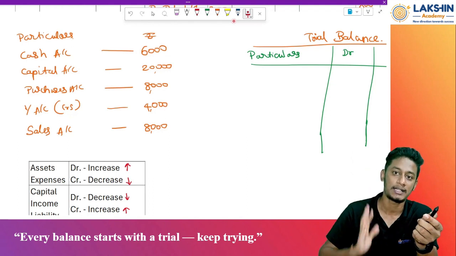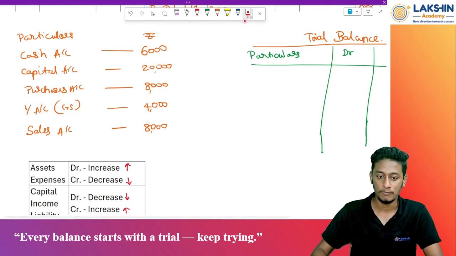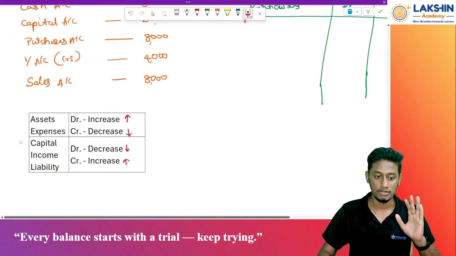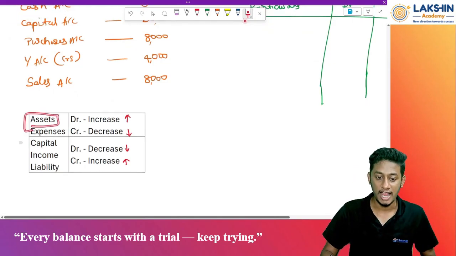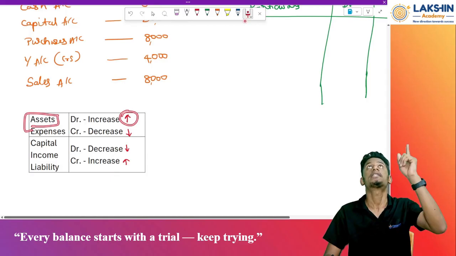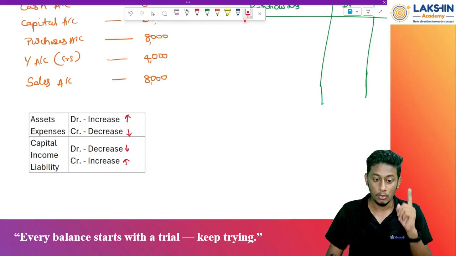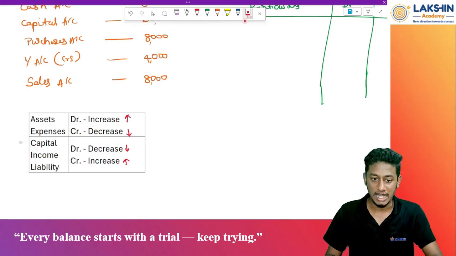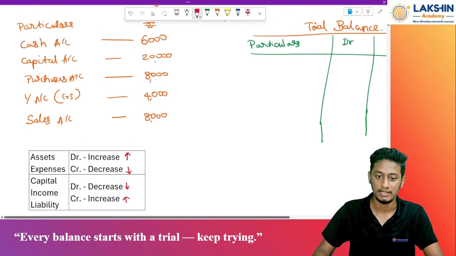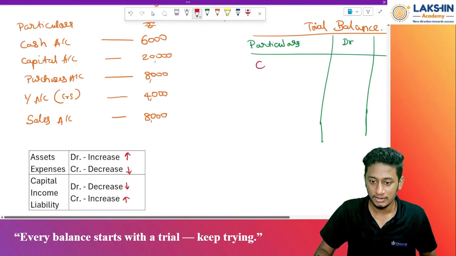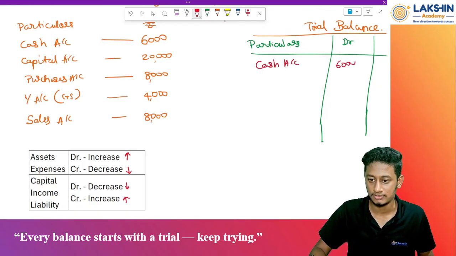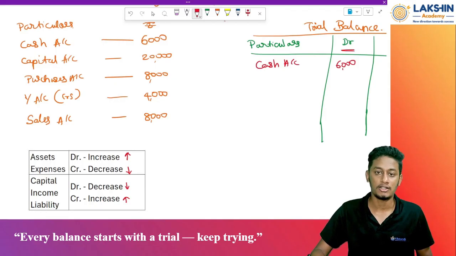Okay, all things are practical. Now, again, looking at the rule. What is cash account? Out of my 5 heads, what is cash account? It is an asset. So, what should I look at? I should look at the arrow upwards. Because of this, the arrow mark is on the debit side. That means cash account will have a debit balance. Simple. So, my cash account will have a debit balance of rupees 6,000. I will write it on the debit side.